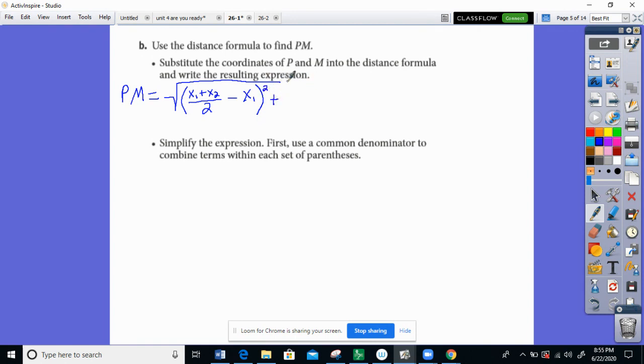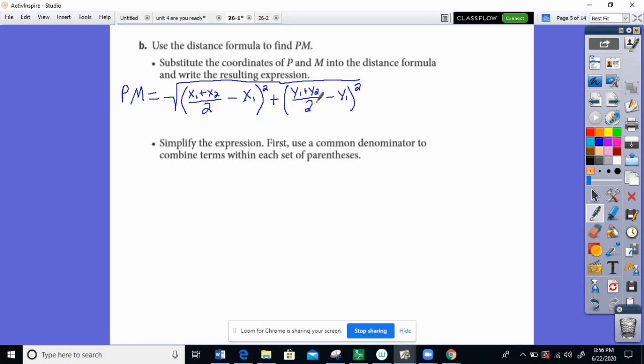And the distance formula tells us that we're supposed to square that. And now we need to do the same thing for the y values. We're supposed to do the y value for point M. So that was (y1 plus y2) divided by 2, minus y1, squared.